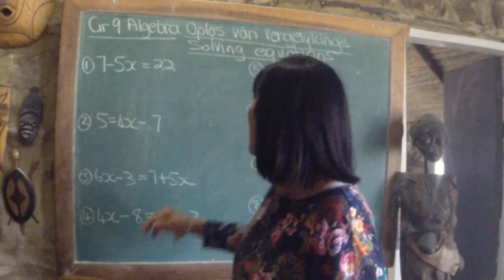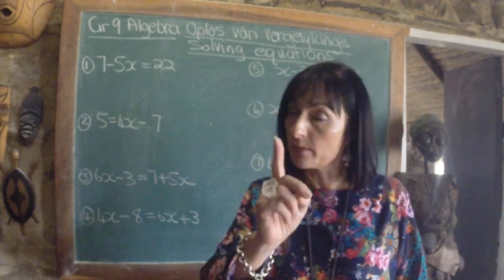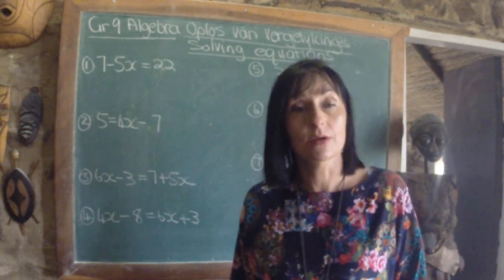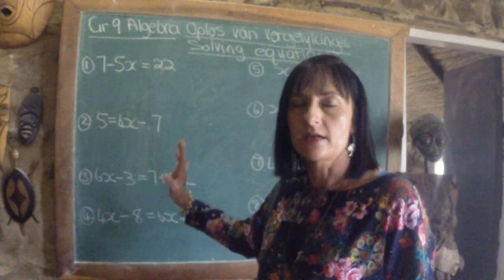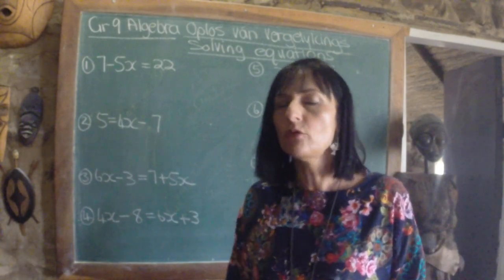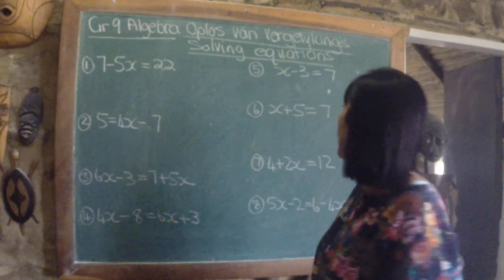So we're going to start on the right hand side, number 5, and I'm going to show you only one method. Juffrou weet, in die handboek is daar meer as een metode, maar ek gaan vir jou een metode wys, en as jy hom bemeester, is jy reg. Jy hoef nie al die metodes te kan doen nie. Okay, let's have a look at this one over here.